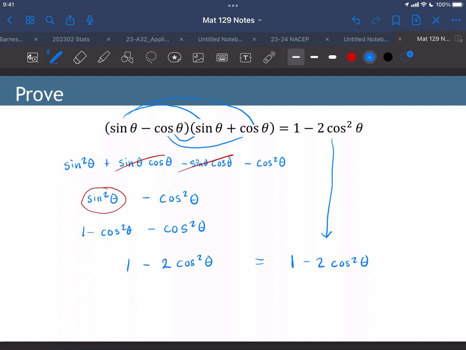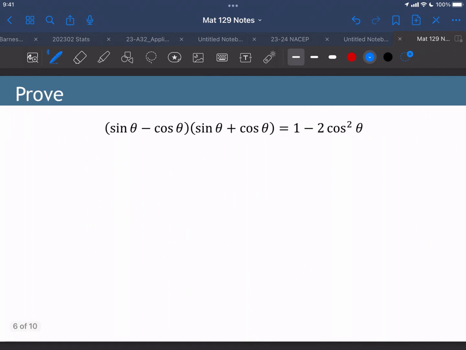Alright, let's try to do this another way. Maybe I decide to work with the right. Oof. I mean, I could change the cosine to sine, so 1 minus sine squared. It's probably not going to be the most helpful. Why do I say that? Well, the left is a mixture of sines and cosines. So if I change cosine squared into 1 minus sine squared, well then I no longer have a cosine.